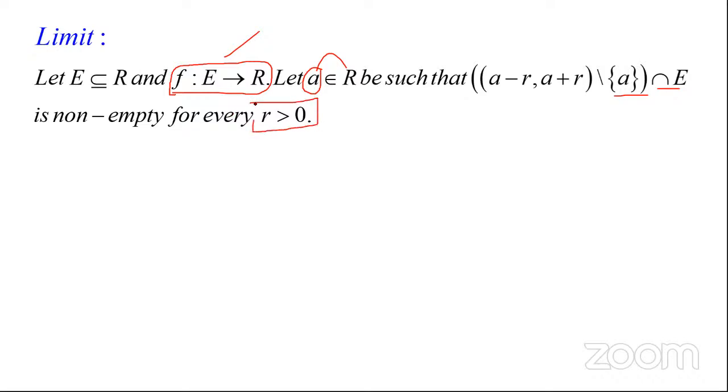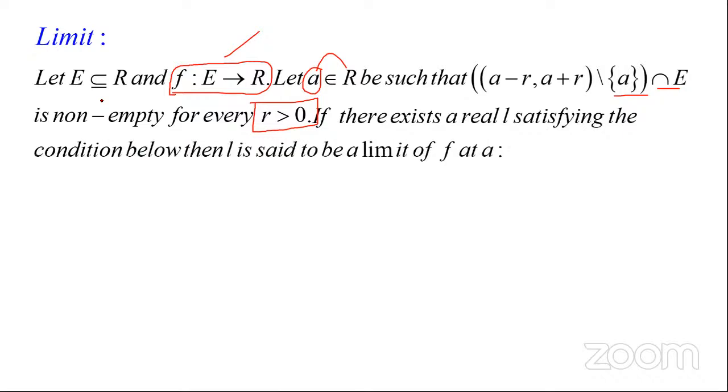Which is saying that E is a subset of R, and let a belong to R such that (a minus r, a plus r) intersection E is a non-empty set. If you substitute the values, you will get some set, for r greater than 0.